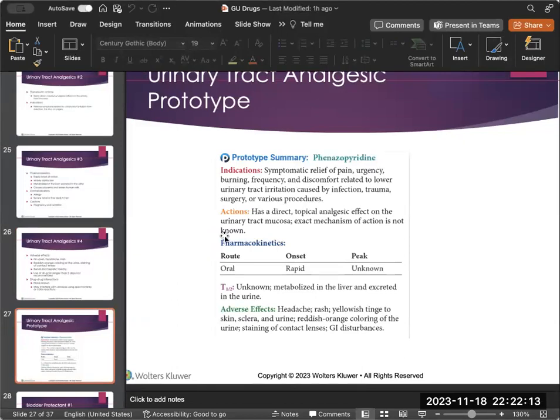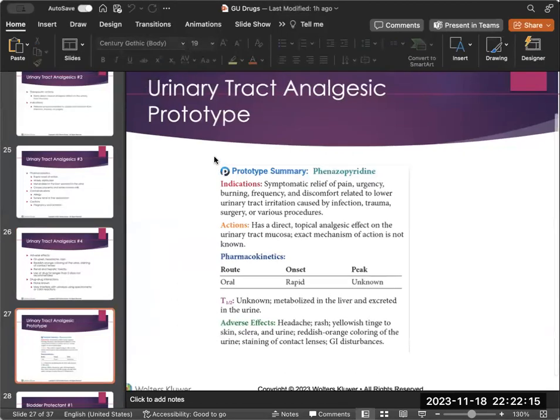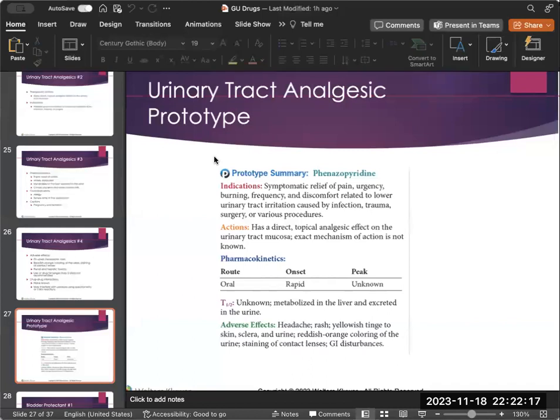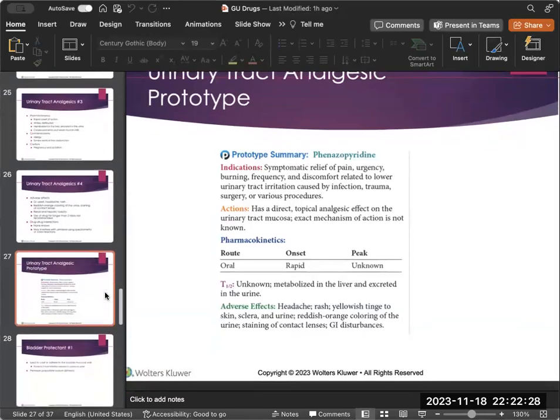Once again, it's used for pain. This phenazopyridine is used for relief of pain to help with that urgency, burning, frequency-related pain that you're getting from the UTI, okay? Remember, adverse effects: headache is normal, rash, yellowish tinge to the skin can also be normal, but that could also mean that we're having liver failure, okay? So that's why we don't want to take it more than 2 days, okay?